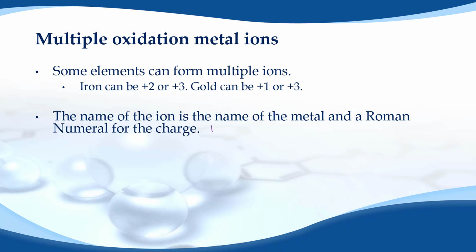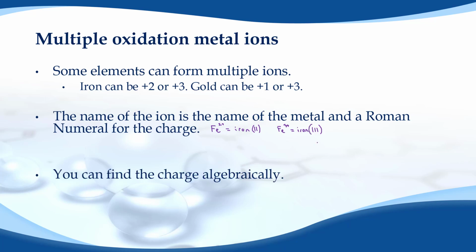Right, so when we're talking about iron with a +2 charge, we call that iron 2. So it's iron with a Roman numeral 2. Iron with a +3 charge is iron with a Roman numeral 3. Now, when you actually are trying to name from a formula, what we do is we work backwards, and we use a little bit of algebra to find it.